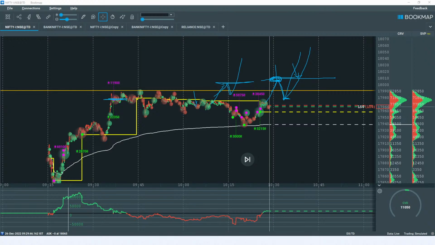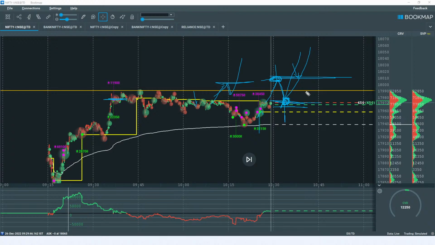So where can we keep our stop loss? When this trigger happens, the immediate last swing low can be our stop loss. If it is followed by passive buying absorption, then that is the best price level to keep our stop loss. Just 2 or 3 points below that we can keep our stop loss, and we can also use the absorption indicator to trail the stop loss.